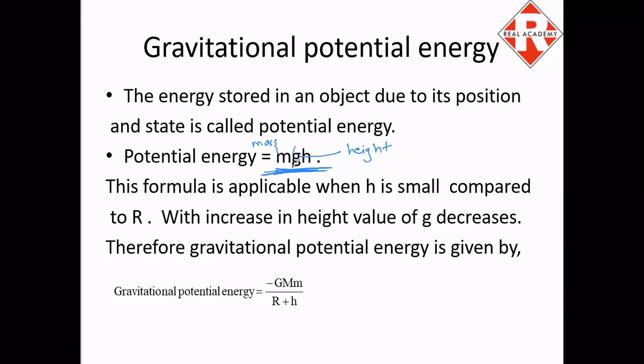But what is happening is, with the given formula I can see that if I keep on increasing h, are you getting me? If I increase the height, potential energy should also increase. But this will not be possible because of this g value. We have already seen the variations in the value of g according to the height, right? So we'll just quickly discuss it again.